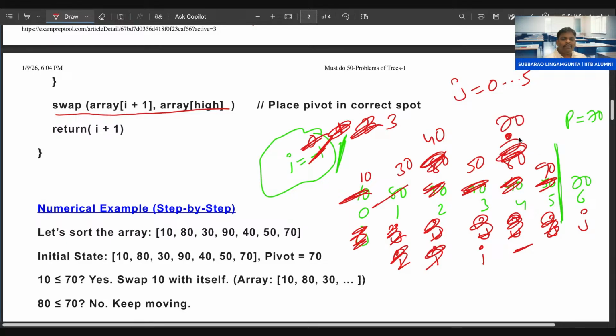This is going to be 70. This is going to be 80. Right? Afterwards, return I plus 1. So this is return I plus 1. I think 4. This is going to be 4. It will return 4.